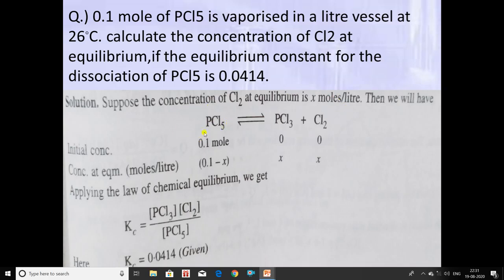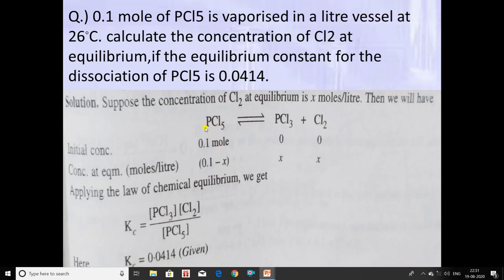Okay, so suppose this is the equation and it is in equilibrium. Here, by just knowing the concentration of PCl5 and the value of the equilibrium constant, we can find out the concentration of PCl3 and Cl2 at equilibrium. How? First, you have to write the concentration of PCl5.